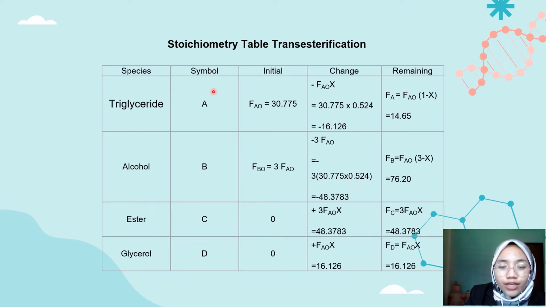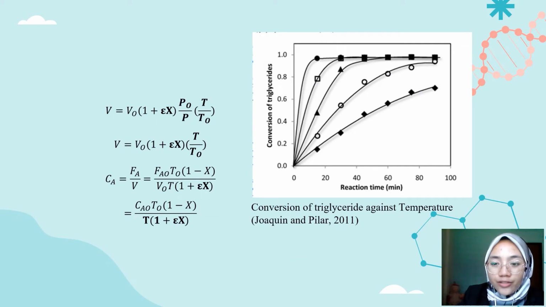The limiting reactant in the transesterification reaction is the triglyceride, so we focus on the conversion of TG. Here we can calculate and construct the stoichiometry table for transesterification. From here we can determine the reaction order of the design by calculating the concentration for non-isothermal and negligible pressure drop in the reaction. We can get the data from the reference, which is the conversion of triglyceride against time, and we include it in the equation given here.